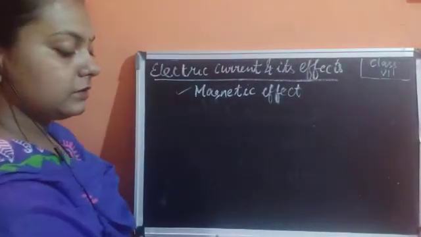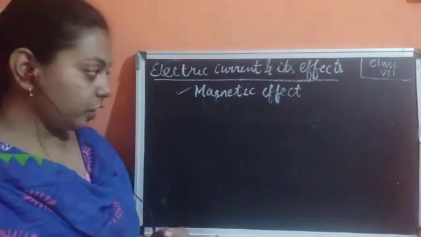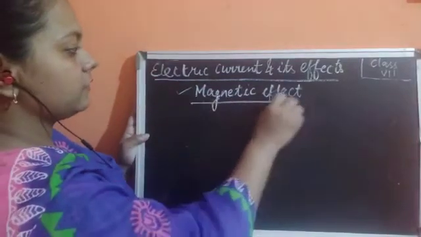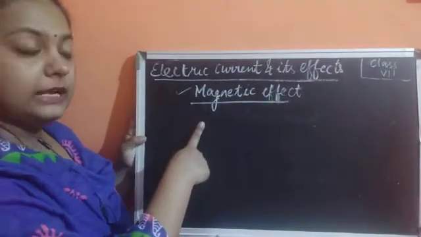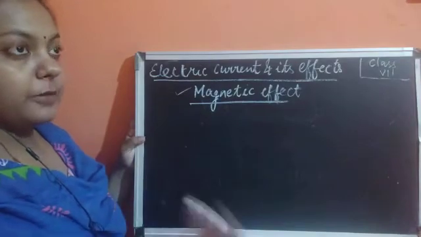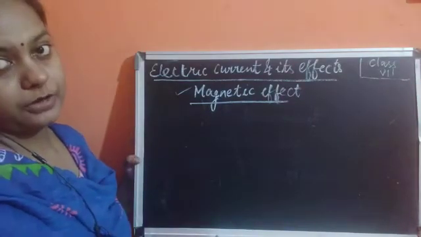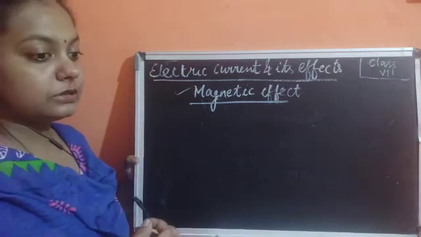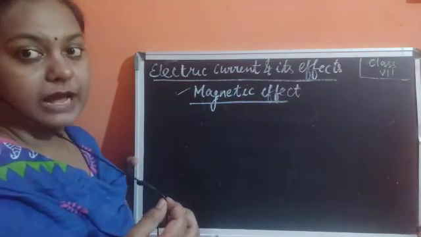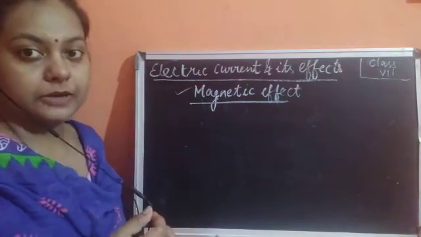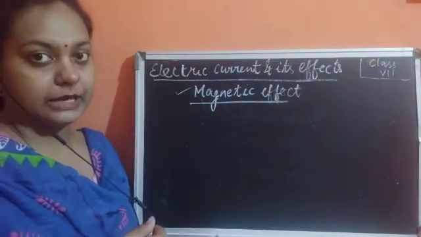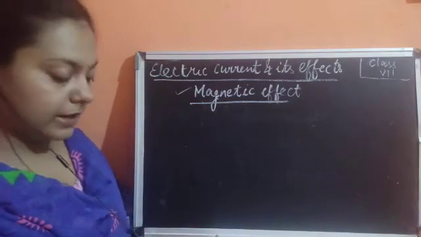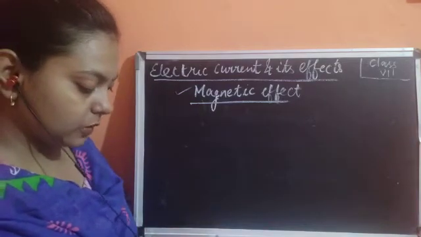The next thing we need to discuss here is the definition of the magnetic effect. Magnetic effect means it is a property of current, because of which the current attracts magnetic substances. When it is attracting magnetic substances, it means it is showing the magnetic effect. So this was about the magnetic effect of electric current, and it was easily proved by Oersted's experiment.